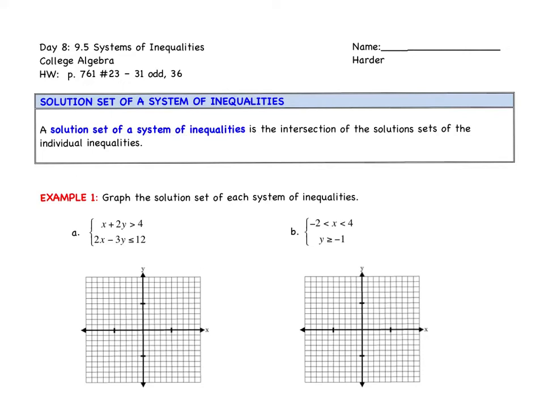Okay, so day 8, we're looking at systems of inequalities. What I want to tell you is that your homework, again, is a worksheet. So you're not doing these problems in a book, you're doing a worksheet where I give you the grids already, so it'll be easier to complete.